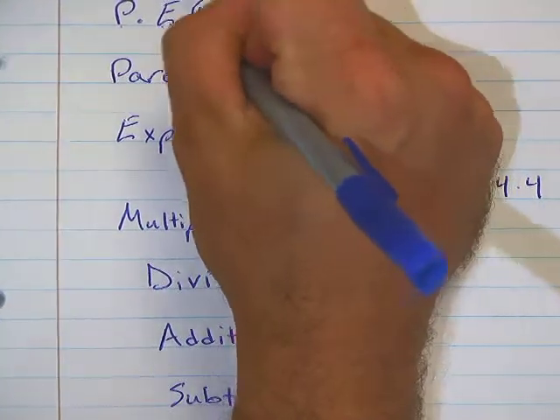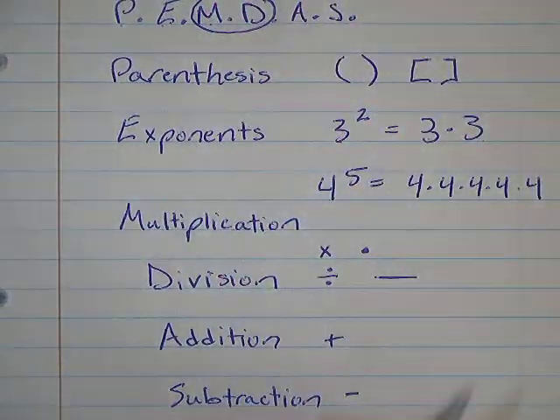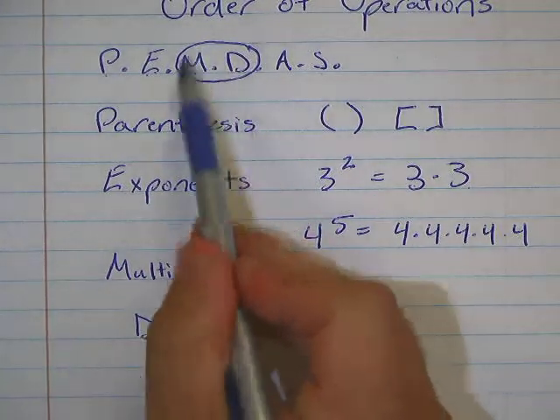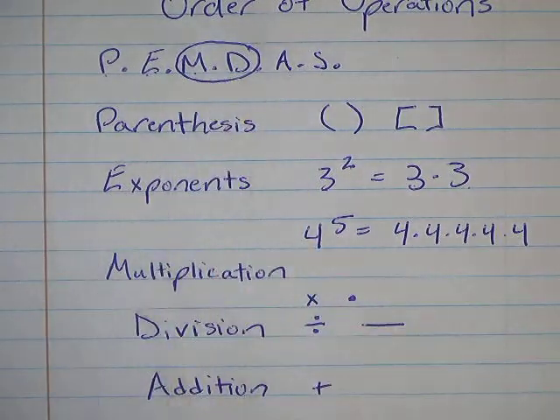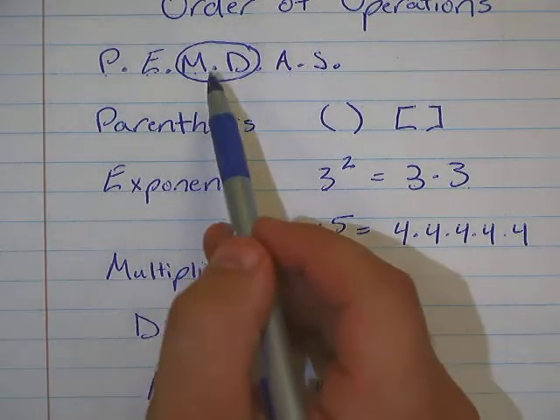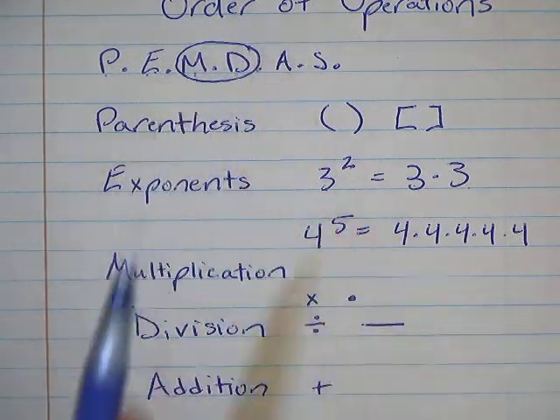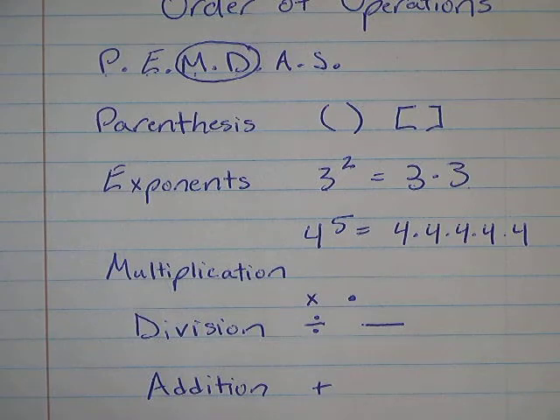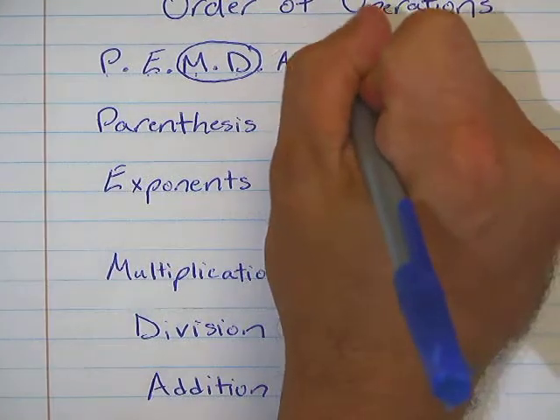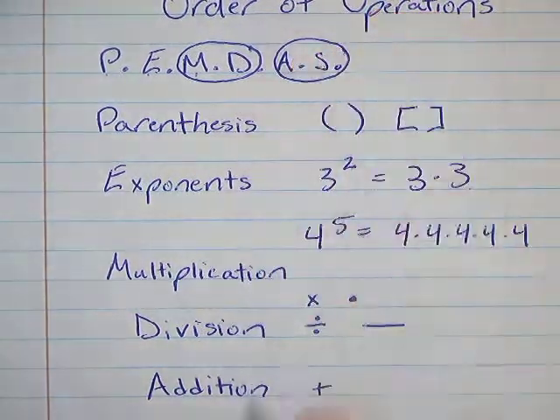Now what I want you guys to do in your notes is I want you to group together the M and the D, just like I did right here. I put a little bit of a circle around them. The reason that I put a circle around the M and the D is because multiplication and division actually occur at the same time. They have the same priority.